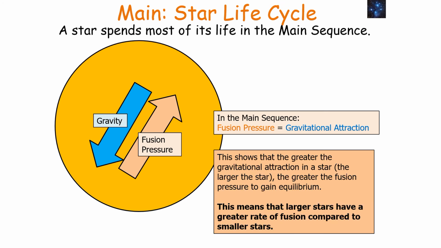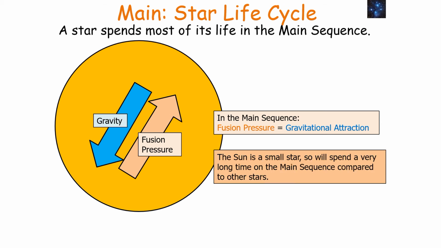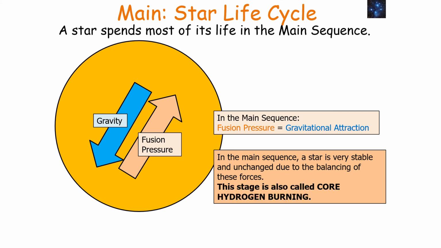So this shows us that the greater the gravitational attraction in a star, the greater the fusion pressure required to gain equilibrium. This means that larger stars have a greater rate of fusion compared to smaller stars, so they spend less time on the main sequence than smaller stars. So because our Sun is quite a small star, it will spend a long time on the main sequence compared to other stars. Now, this stage can also be called hydrogen burning, because our star is very stable and unchanged due to the balancing of the forces, with core hydrogen fusion taking place.